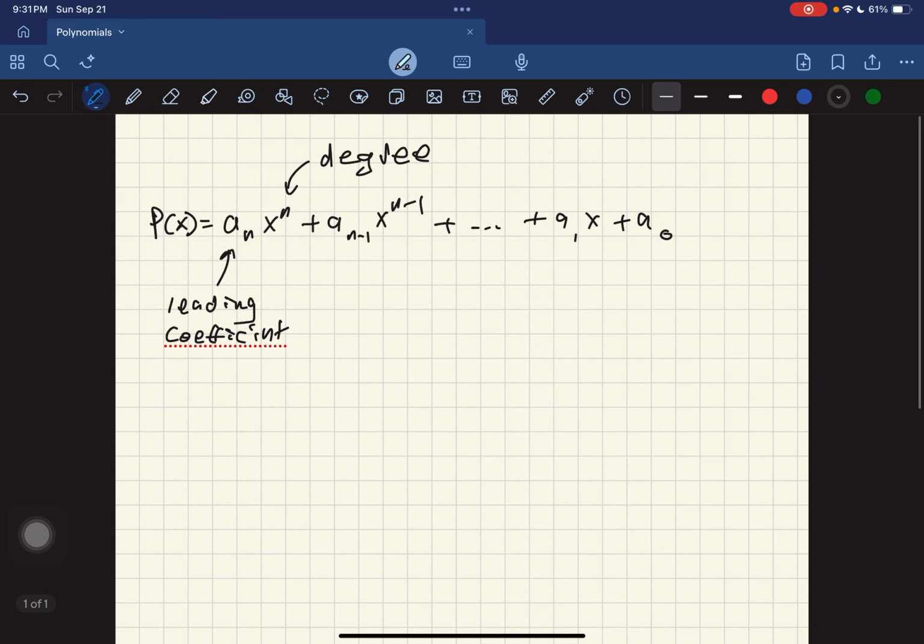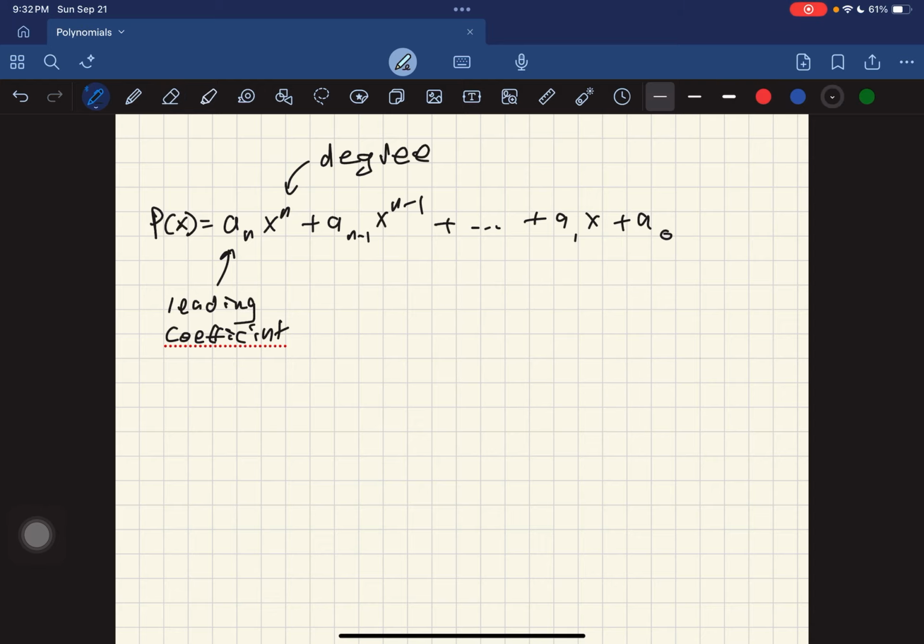A polynomial p of x can be written in this form. If we look at each term separately, this is a term, and this is also a term. The a here represents the coefficient, so the coefficient a_i times x^i. The power of the variable, which is x, is the subscript of a, which just denotes the coefficient.